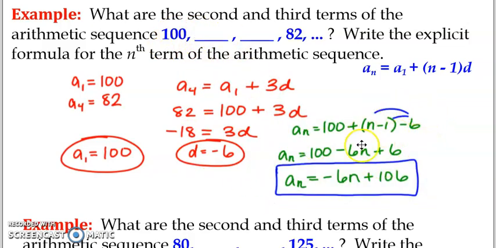So then we can go back to our formula. Now that I know the first term, I know the common difference. I'll distribute that in. I guess I should have parentheses over here because it kind of looks like a minus 6. And then from there, we'll clean it up and make it look nice.